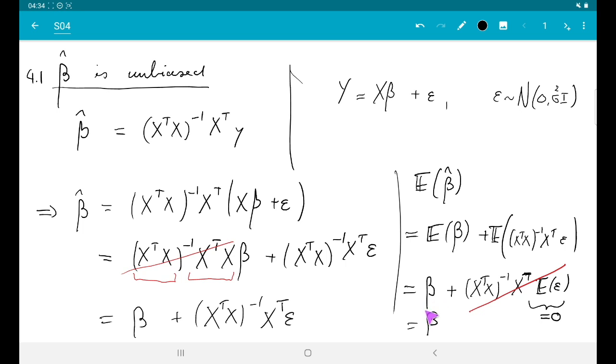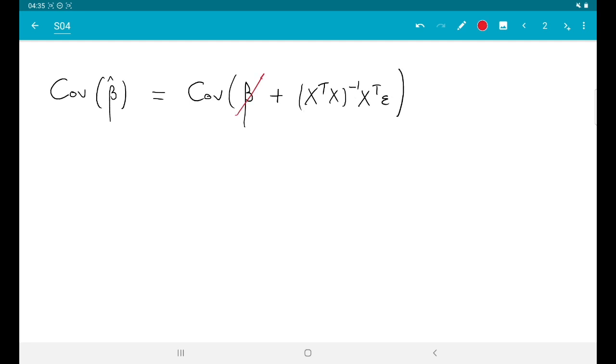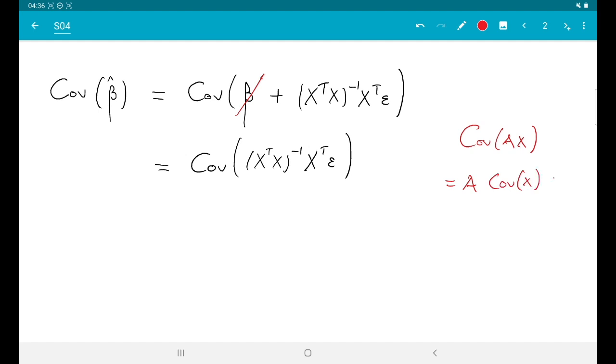So that was easy. While we're here, I want to also work out the covariance matrix of beta hat. Let's try that. The covariance matrix of beta hat is the covariance matrix of beta plus (X transpose X) inverse X transpose epsilon. And first rule, constants don't matter for covariances. So we get the covariance of (X transpose X) inverse X transpose epsilon. And the other rule we learned the other day is that covariance of AX, for any matrix A and any random vector X, is A covariance of X A transpose. So we can just use this rule here with this more complicated matrix and epsilon as a random vector.